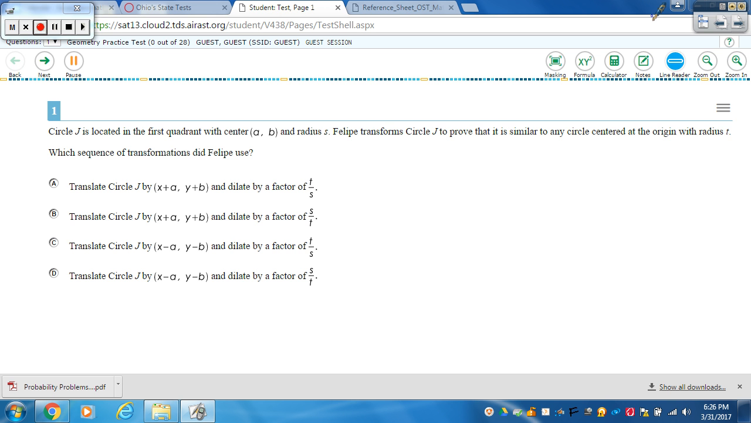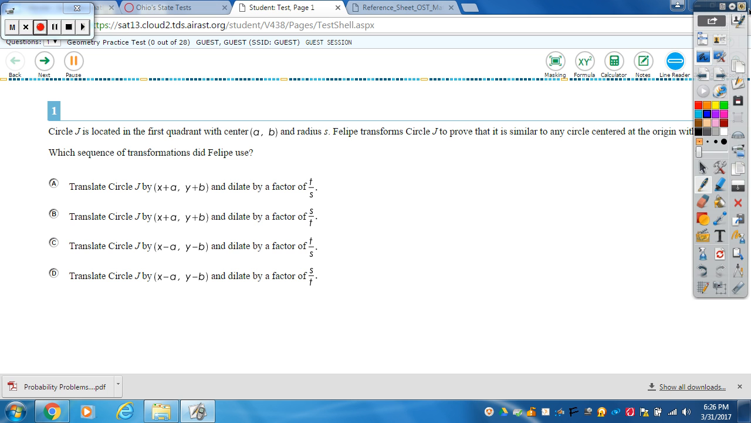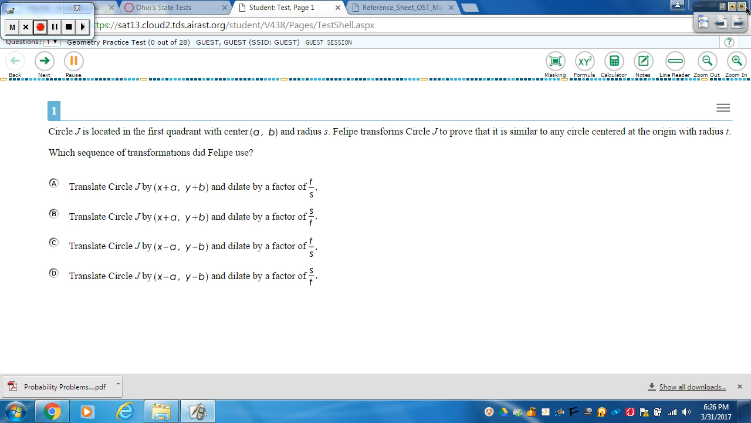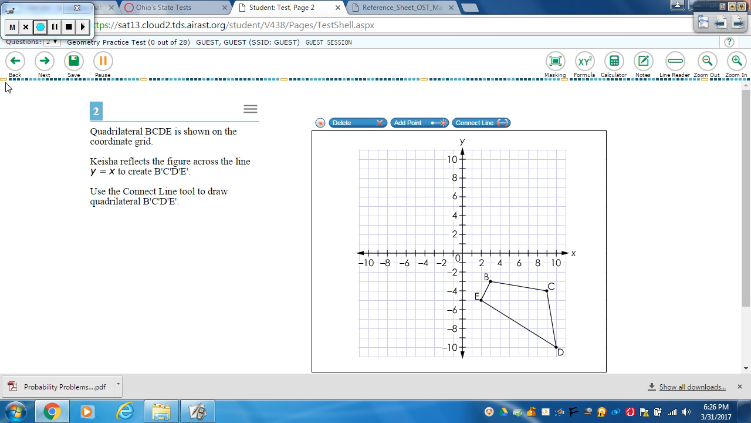Now let's go on to the next one. And this next problem actually has a lot to do with the technology. And I want to make sure that you're good with the technology portion. So as we look at this next part, it says quadrilateral BCDE is shown in the coordinate grid. Keisha reflects the figure across the line y equals x to create B prime, C prime, D prime, and E prime. Use the connect line tool to draw quadrilateral BCDE, okay?